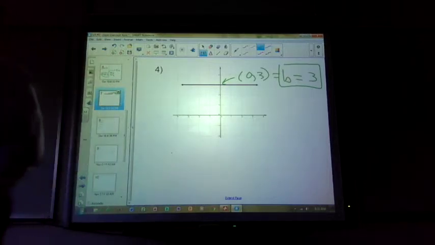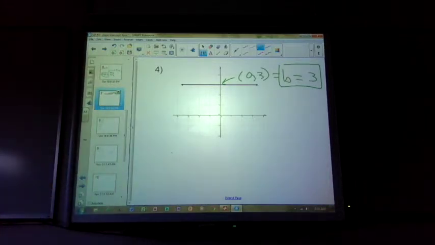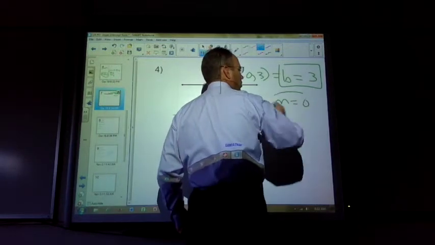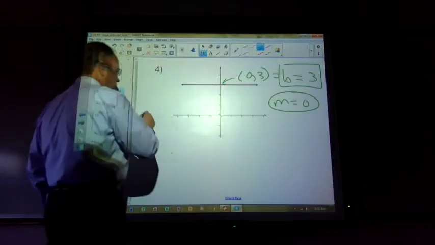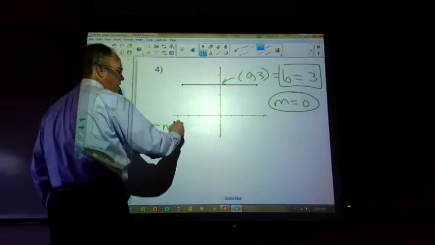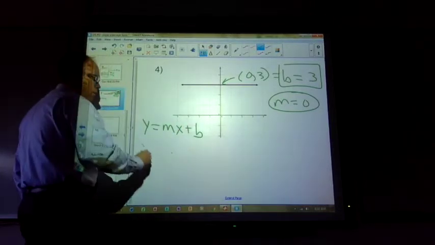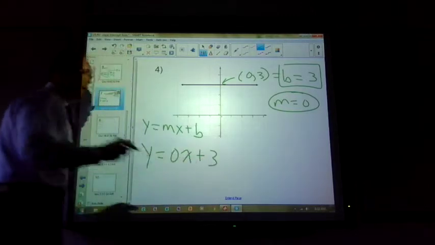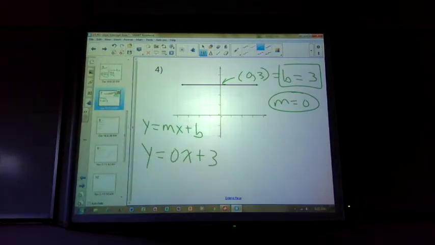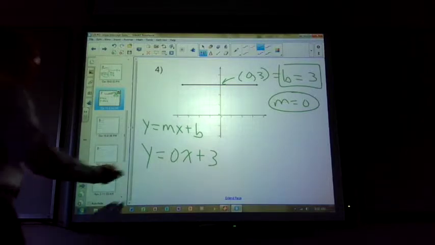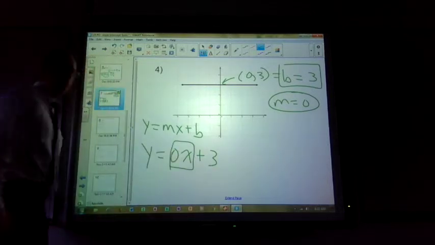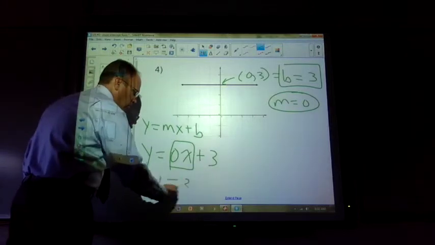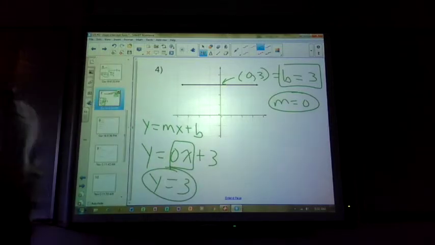It's not rising, it's not falling. The slope is what? If I used y equals mx plus b, my equation is y equals 0x plus 3. What is 0 times anything? 0. Does this need to be part of the equation? It's gone. So my horizontal line is y equals wherever it crosses the y-axis.